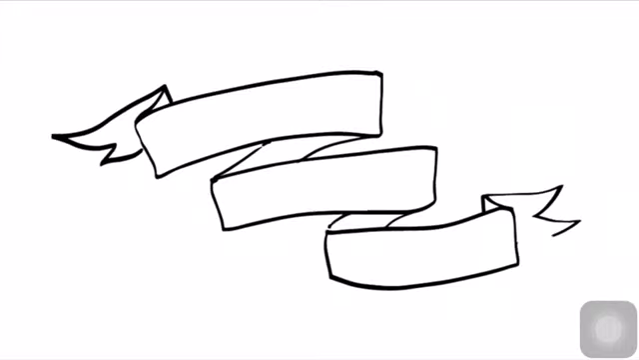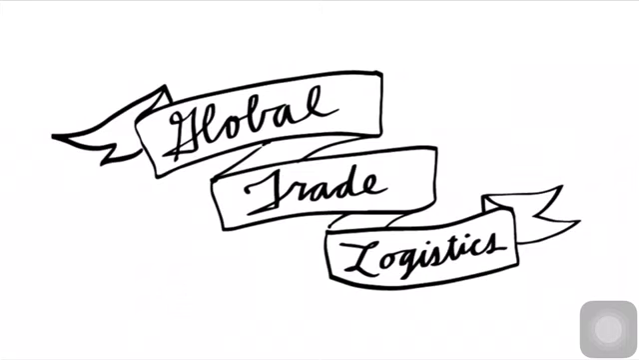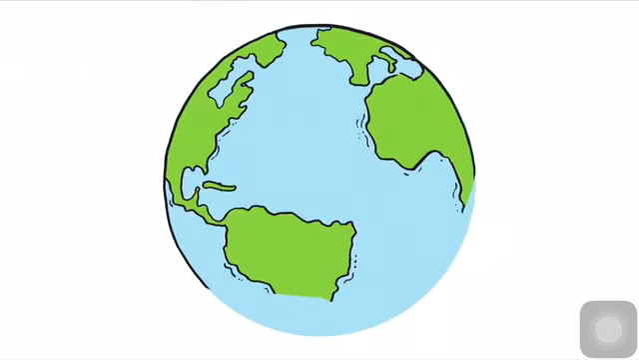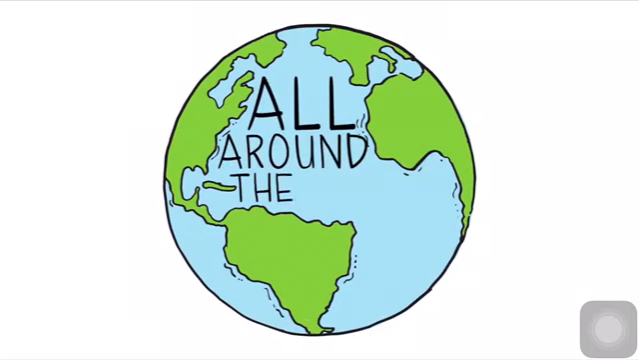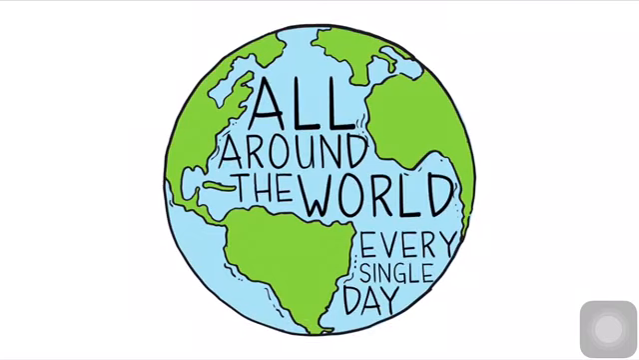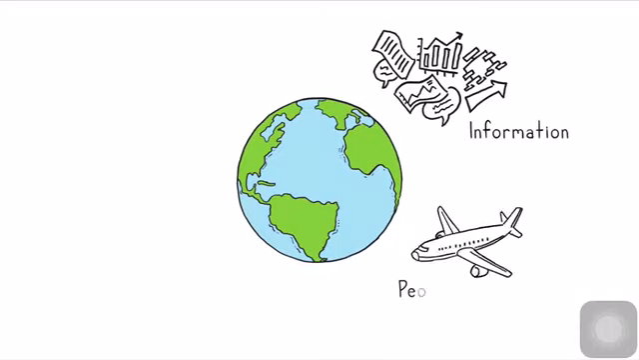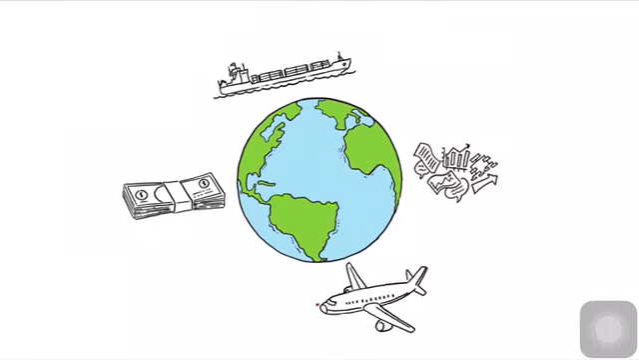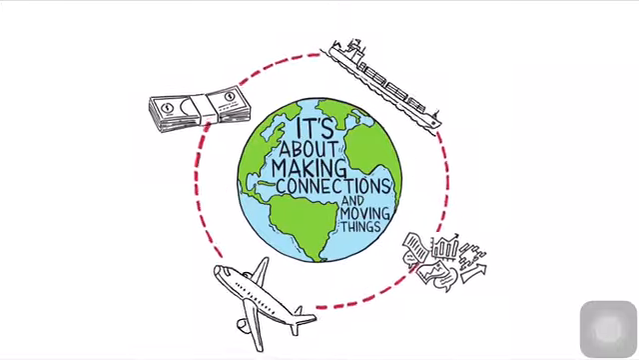As you can see, students, every day we use different products. They are not only created in Mexico, but also in other places around the world. Let's talk about global trade and logistics. But wait a minute, what the heck is that? Global trade and logistics is actually something that happens all around the world every single day. It's the movement of information, people, products, and money from one part of the world to another. It's about making connections and moving things.